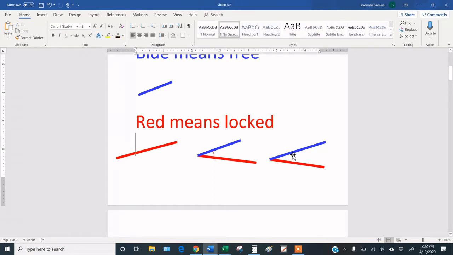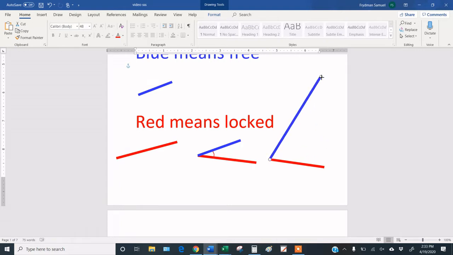On the other hand, if you see two lines intersect at this point over here, at this vertex, but you do not see this little red thing like I drew in this one, that means that this angle is not locked. So in this case, we could take this side and rotate it as much as we wanted. And since this is a blue side, not only can I rotate this, I can also make it longer if I wanted to, or shorter.